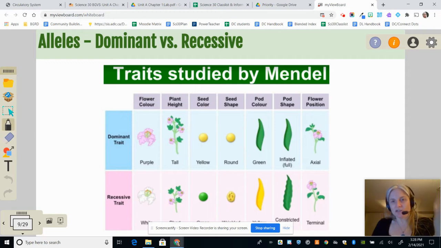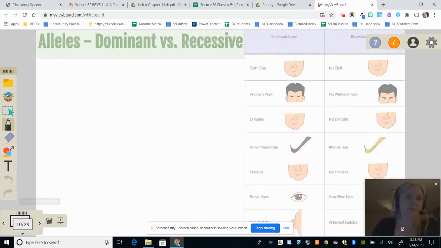All right, so we talked about Mendel in the last lesson. These are some of the traits that he studied and which ones were dominant versus recessive. And we looked at the purple and the white flowers. These are just a few out of interest sake. Seed color, yellow is dominant, green is actually recessive. Just out of interest sake, we don't need to memorize those or anything. Just kind of neat to see.